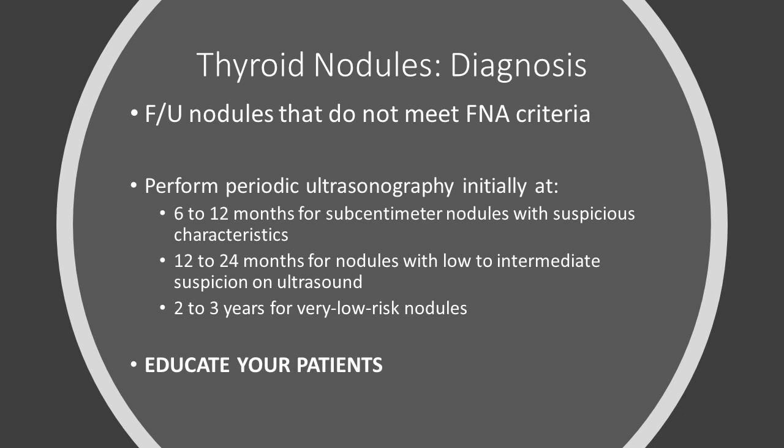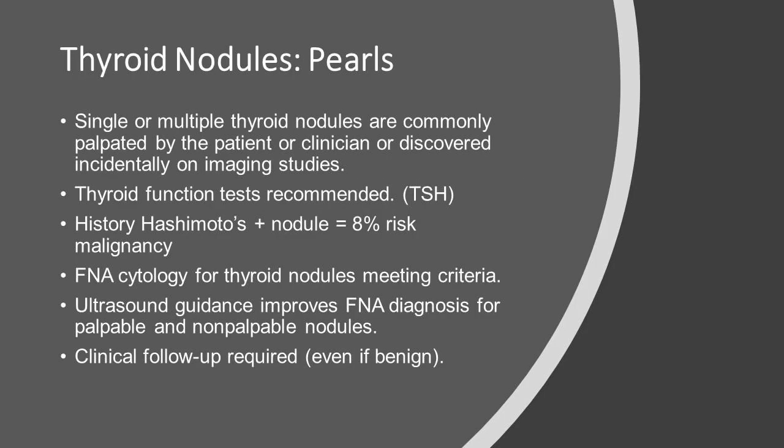Follow-up does not need to be a repeat TSH. This is just a physical exam and ultrasound. You should do it at 6 to 12 months if it is sub-centimeter and it had some suspicious characteristics but didn't meet the criteria for FNA. You should be following up yearly to 24 months if they have an indeterminate suspicion on ultrasound, and every 2 to 3 years for very low-risk nodules.